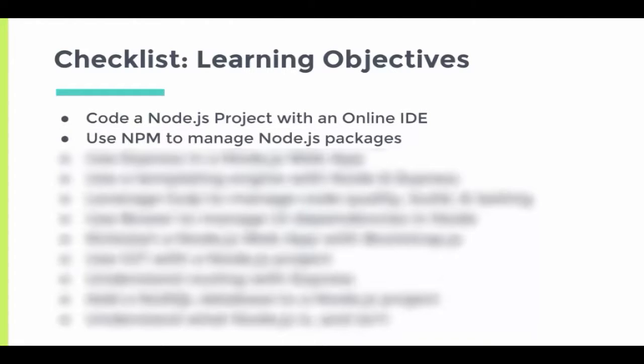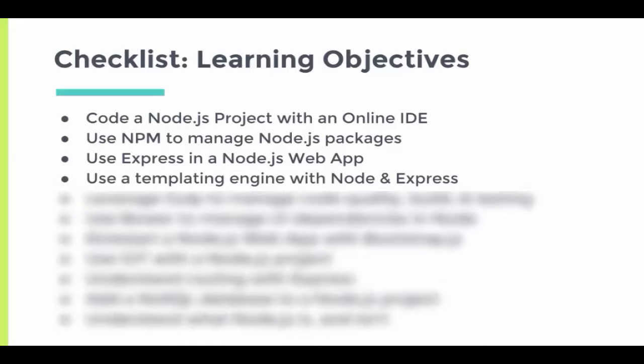Second, use NPM to manage Node.js packages. We'll be using NPM. That's a critical tool. We'll learn how to use it, and we'll manage all of our imported packages with that tool. Third, use Express in a Node.js web app. Express is a very important part of what we'll be learning throughout this course. It's the web side of Node.js, and we'll know it well. Use a templating engine with Node and Express. We'll be using a templating engine to insert our data into our HTML.